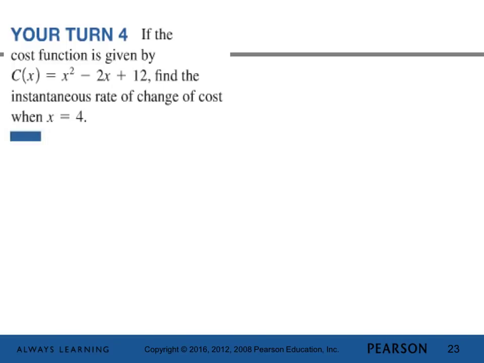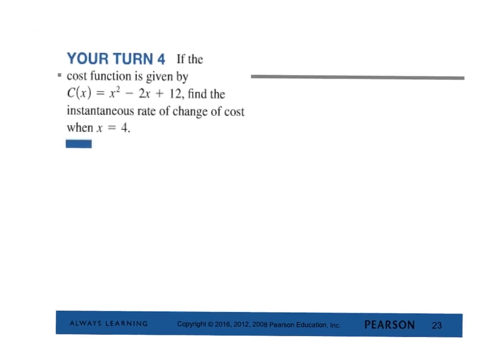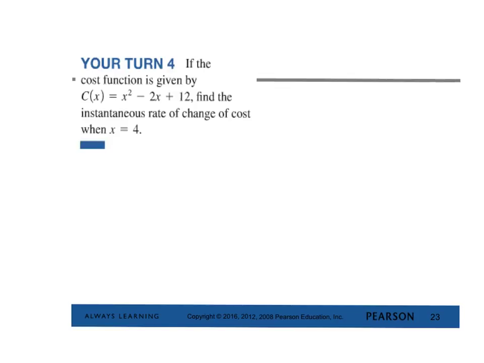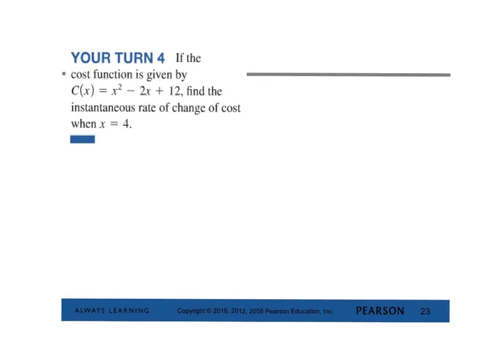So at this point, we have your term 4, which is your chance to do a problem. And you should stop here. If the cost function is given by c of x equals x squared minus 2x plus 12, find the instantaneous rate of change when x is equal to 4. So you should try that and then check your answer either in the e-text or in the answers that I'll provide to you. So pause the recording and do the your turn problem and make sure you understand the process.